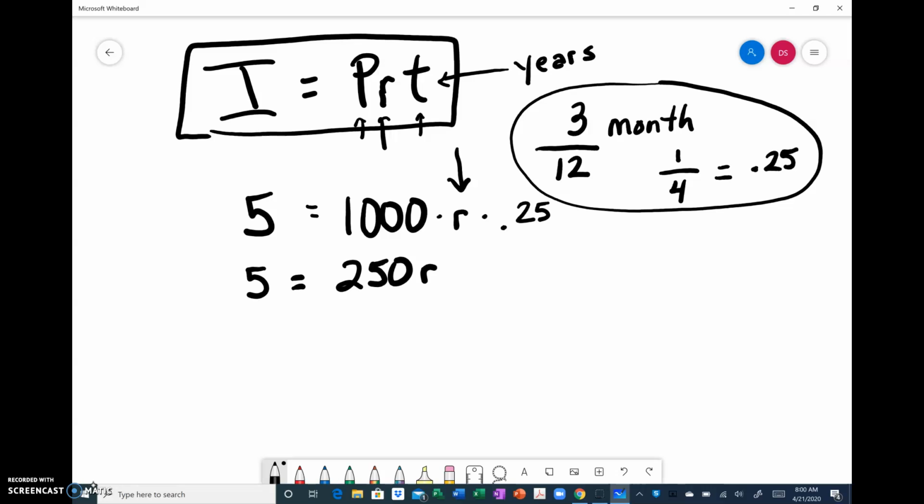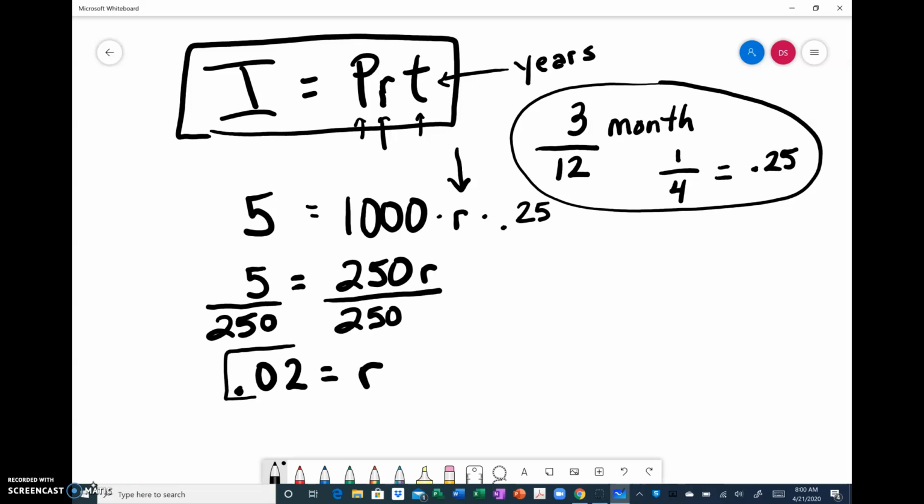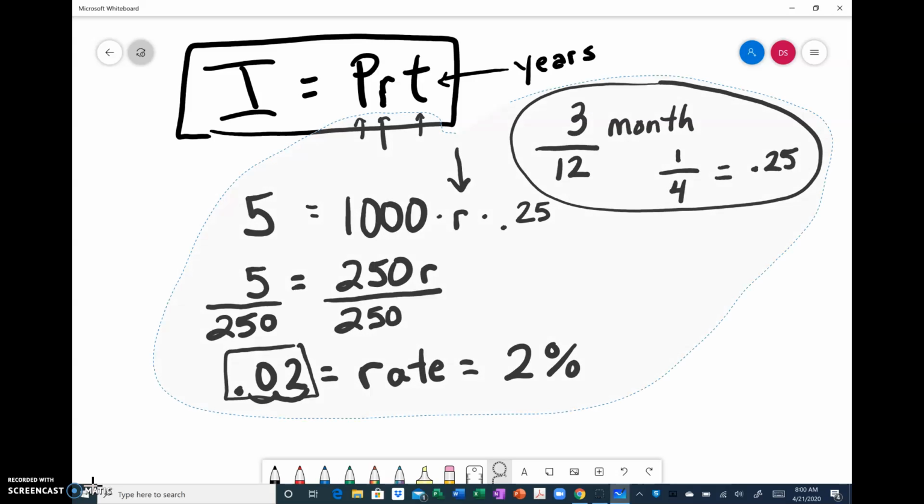Still don't know R. Now I have an equation I can work with. I know how to get the variable alone. I do it by dividing both sides by the coefficient. And so again, using my calculator, 5 divided by 250 is 0.02 is the rate. This is written as a decimal. I need to convert it to a percent. So the interest rate was 2%. That's how you do number 2. Okay, I'm going to clear this off, and we will do number 3 in the guided practice.